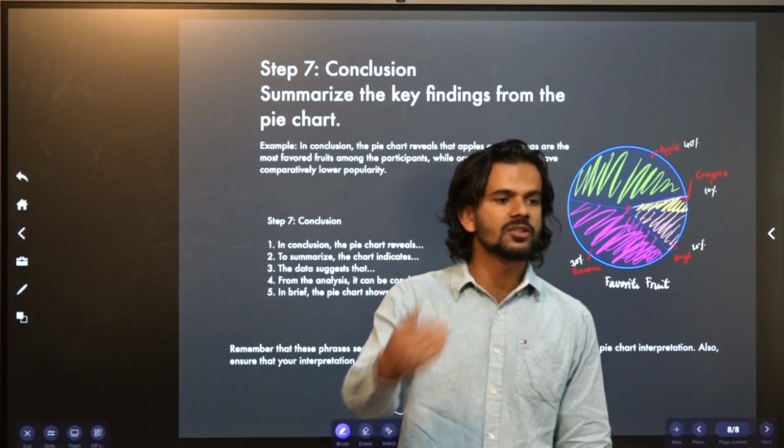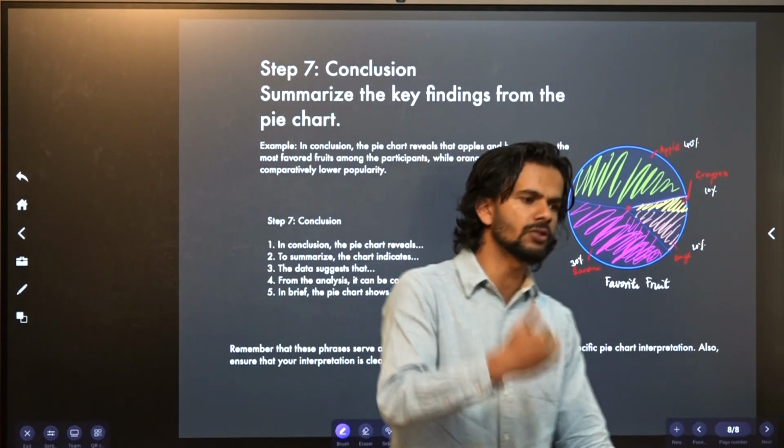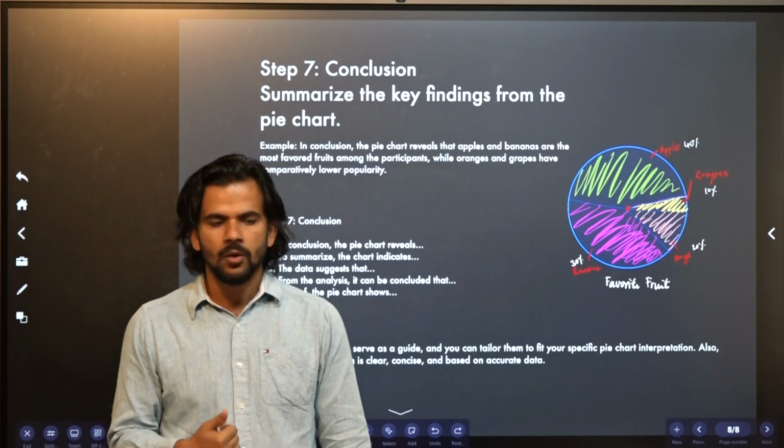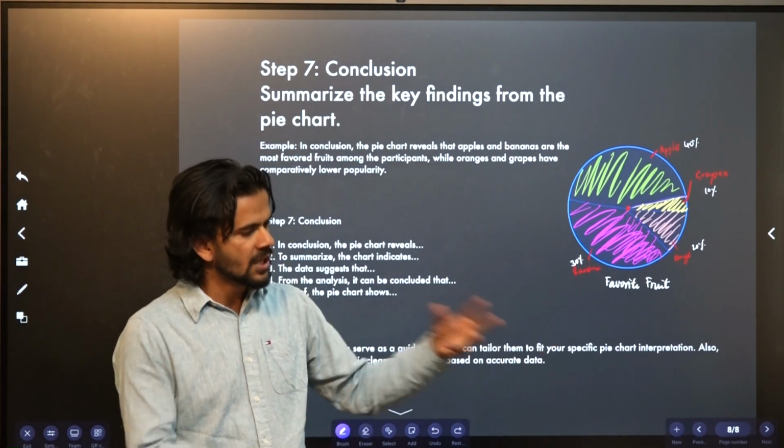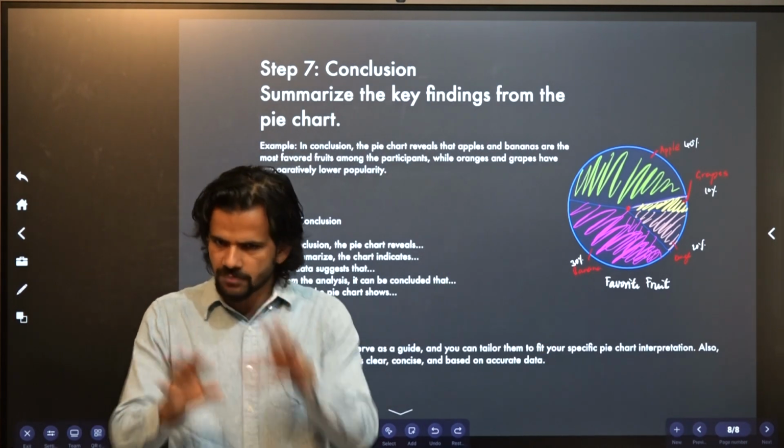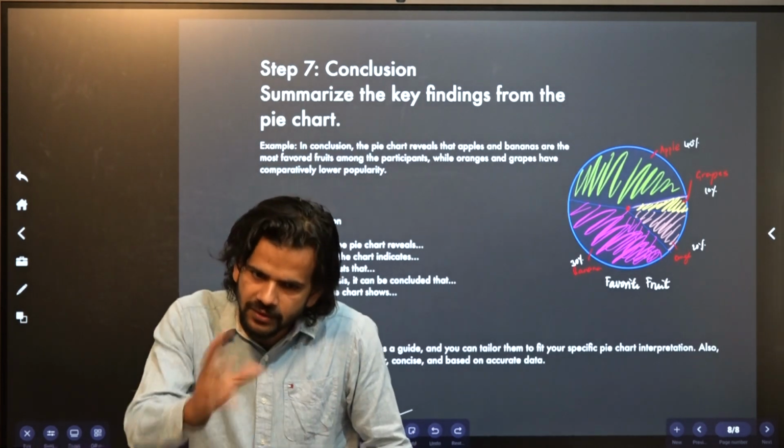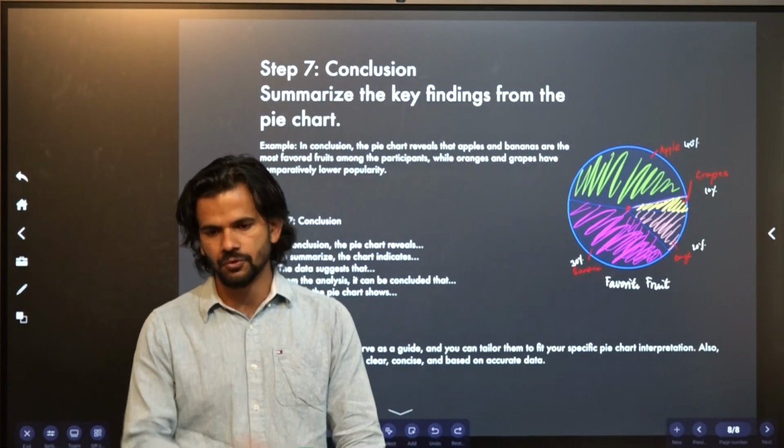The recap of the most important things you found from the pie chart. Whatever you have mentioned in the previous paragraphs, you mention the most important lines in a different way. You rephrase those things, right?